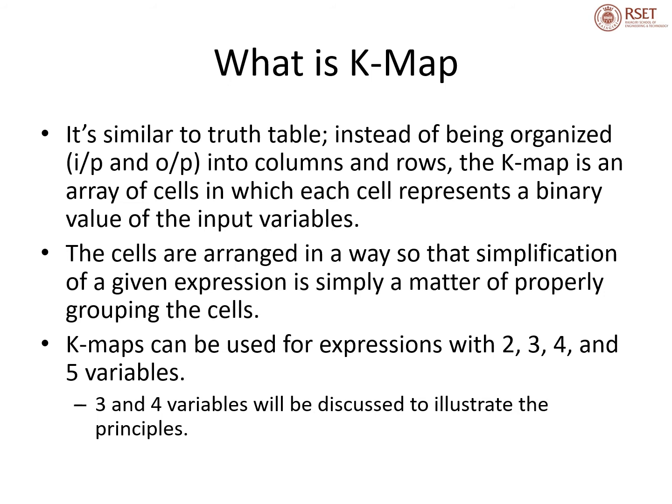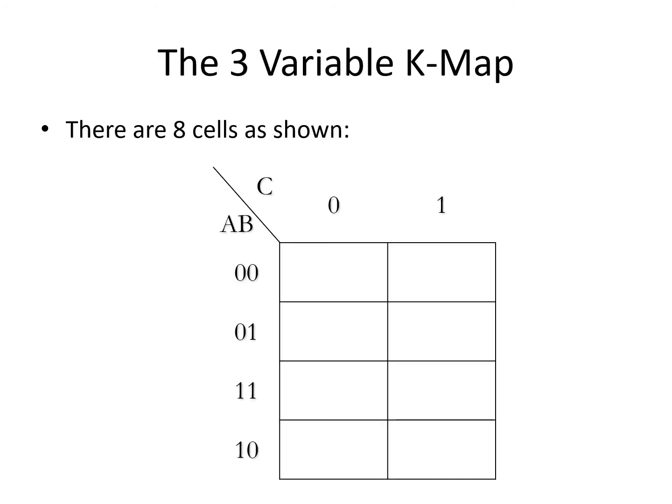So K-maps can be used for expressions with 2 variables, 3 variables, 4 or 5 variables. 3 and 4 variables are what we are going to discuss. 3 variable K-map: as you could see, there are 8 cells as shown, and the variables are A, B and C. So we can see the AB listed and the C listed.